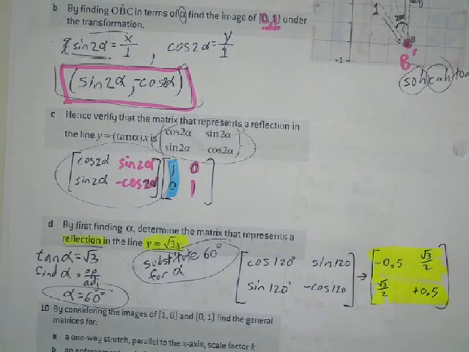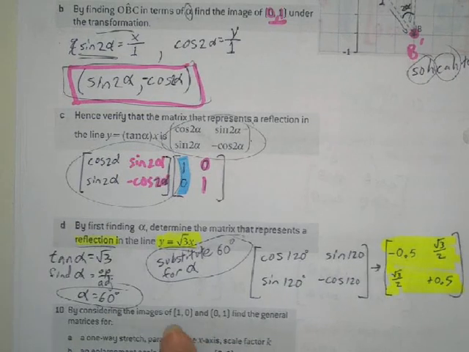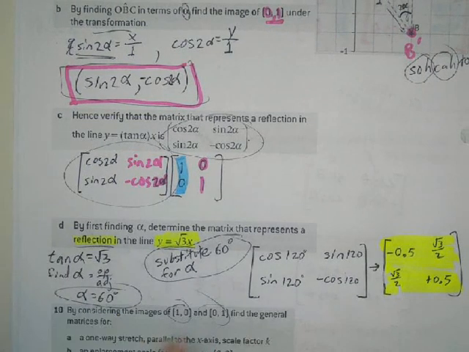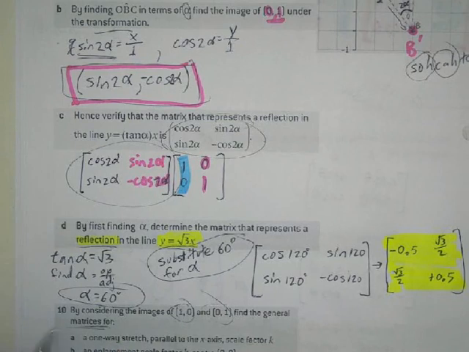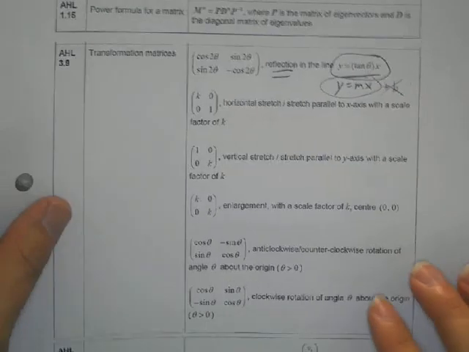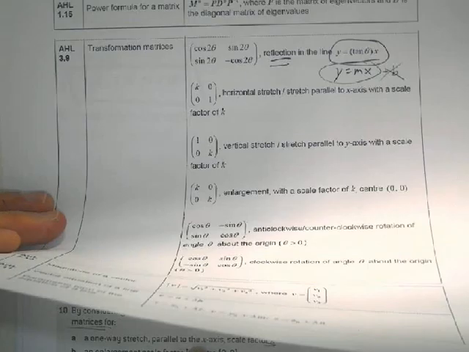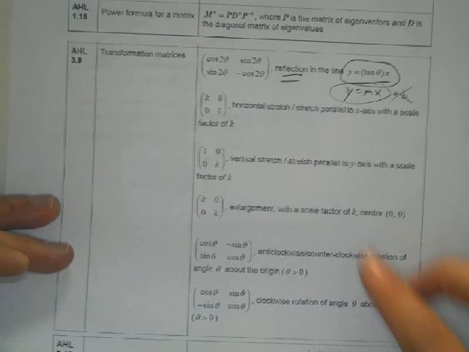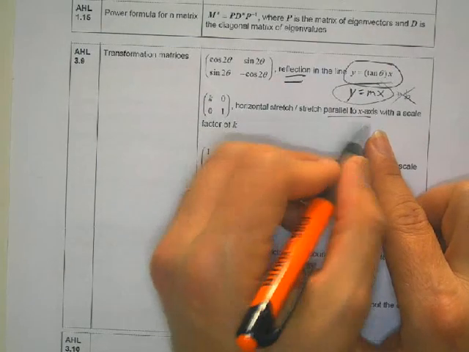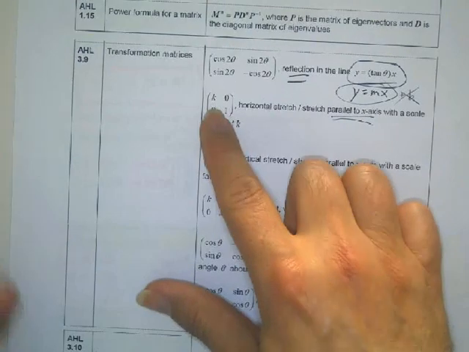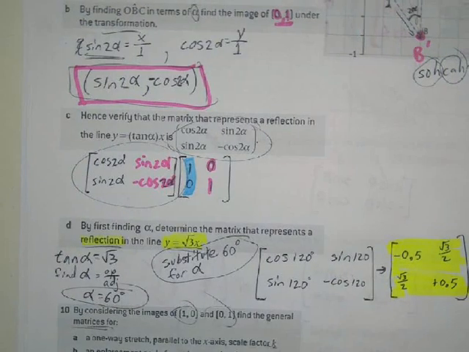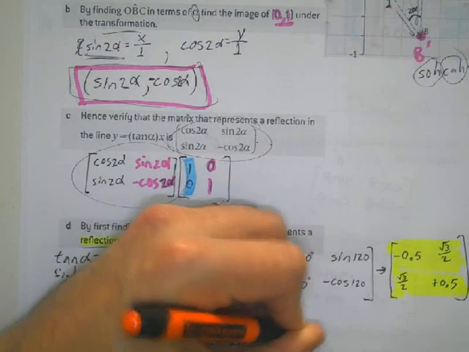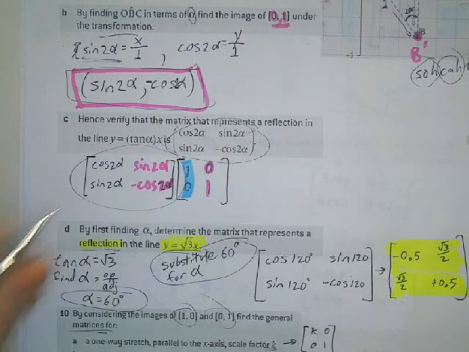Okay, so by considering the images of (1, 0) and (0, 1), find the matrix for a one-way stretch parallel to the x-axis with a scale of k. So I'm just going to use my cheat sheet here, the formula page. So parallel to the x-axis, I'm going to use k, 0, 0, 1 for A, and this gets us a stretch in the x-axis.